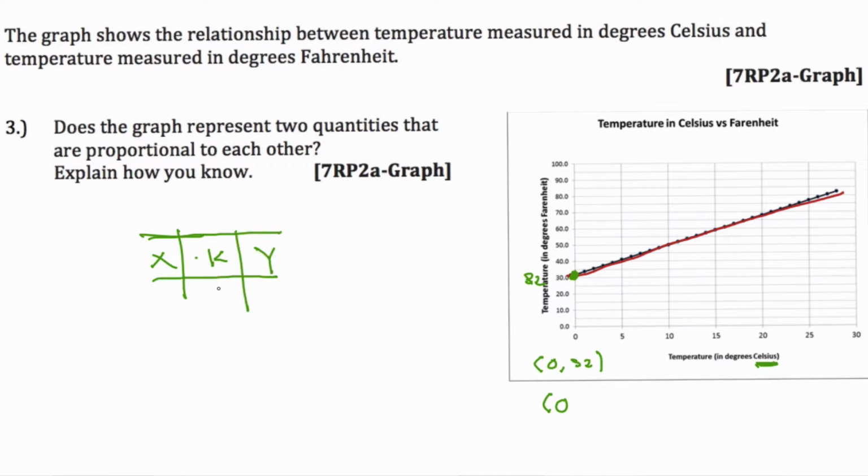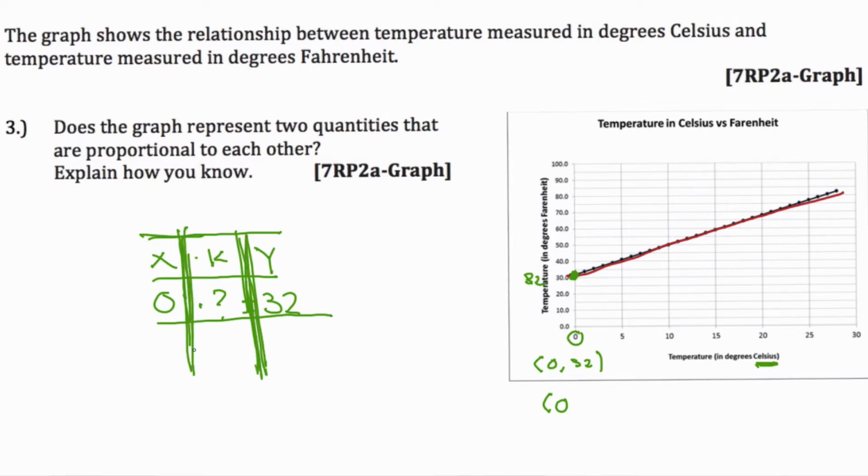Let me show you what I mean, right? So let's say that the temperature in Celsius is 0. What would I multiply it by to get 32? And the answer is nothing. There is no rate that will work to make that 32.